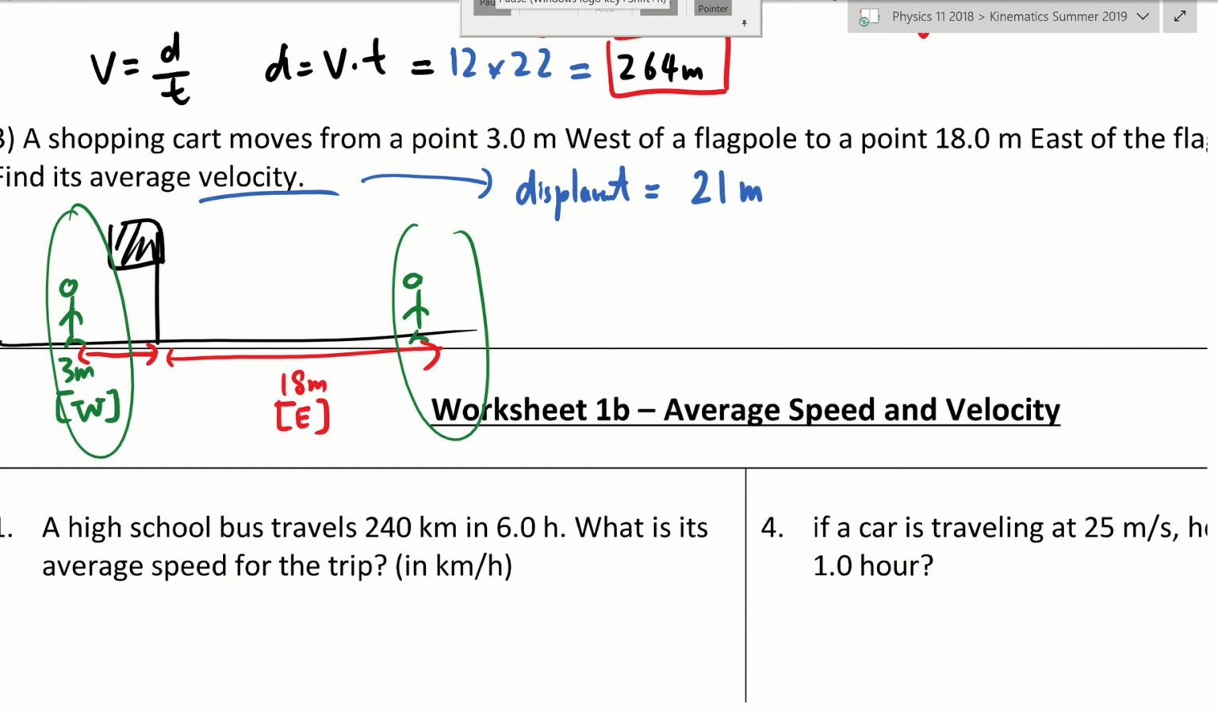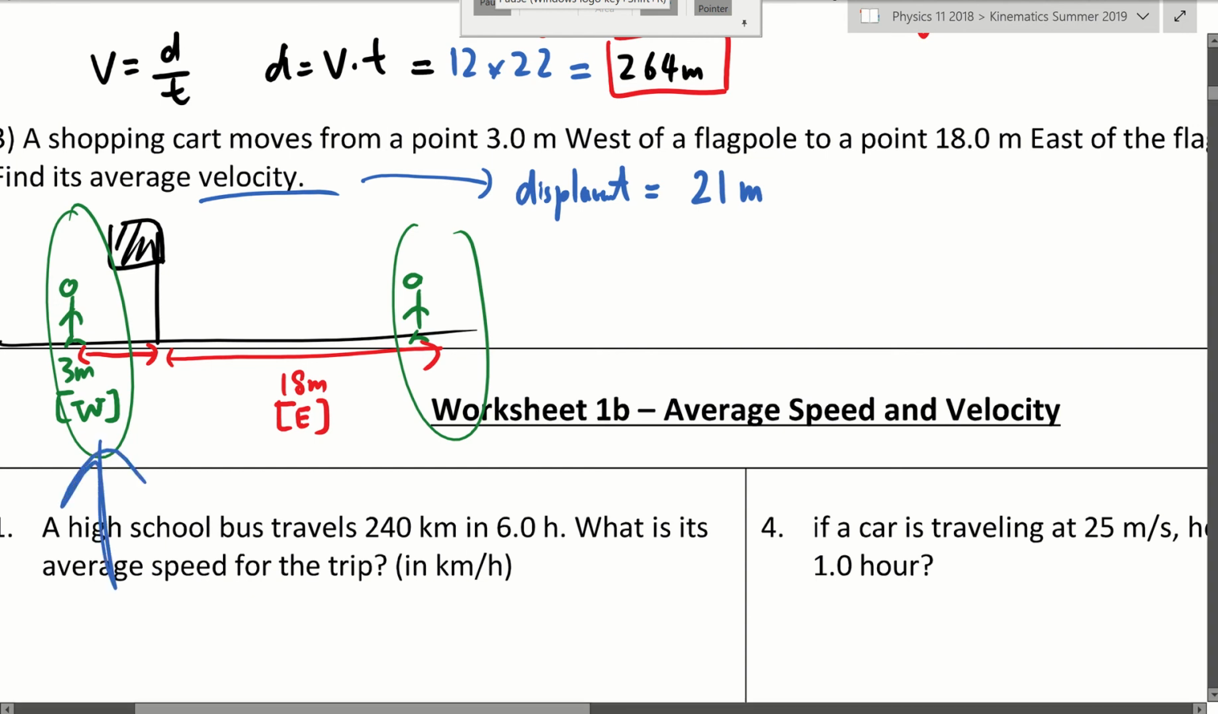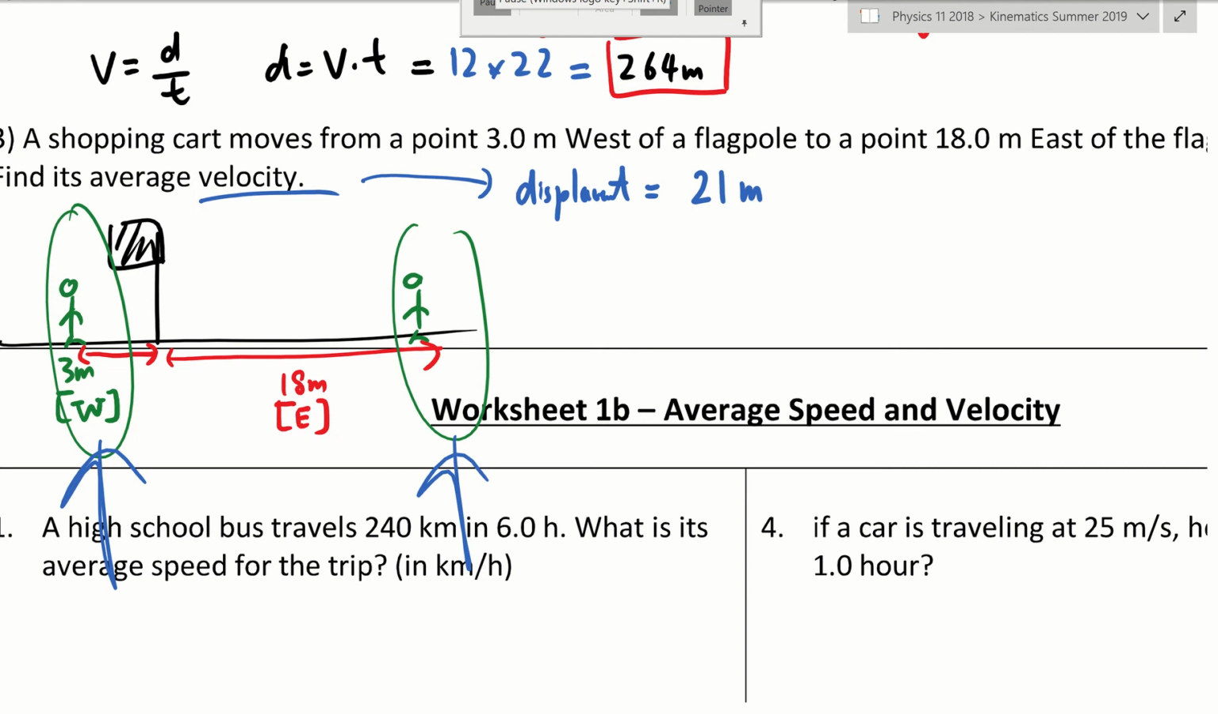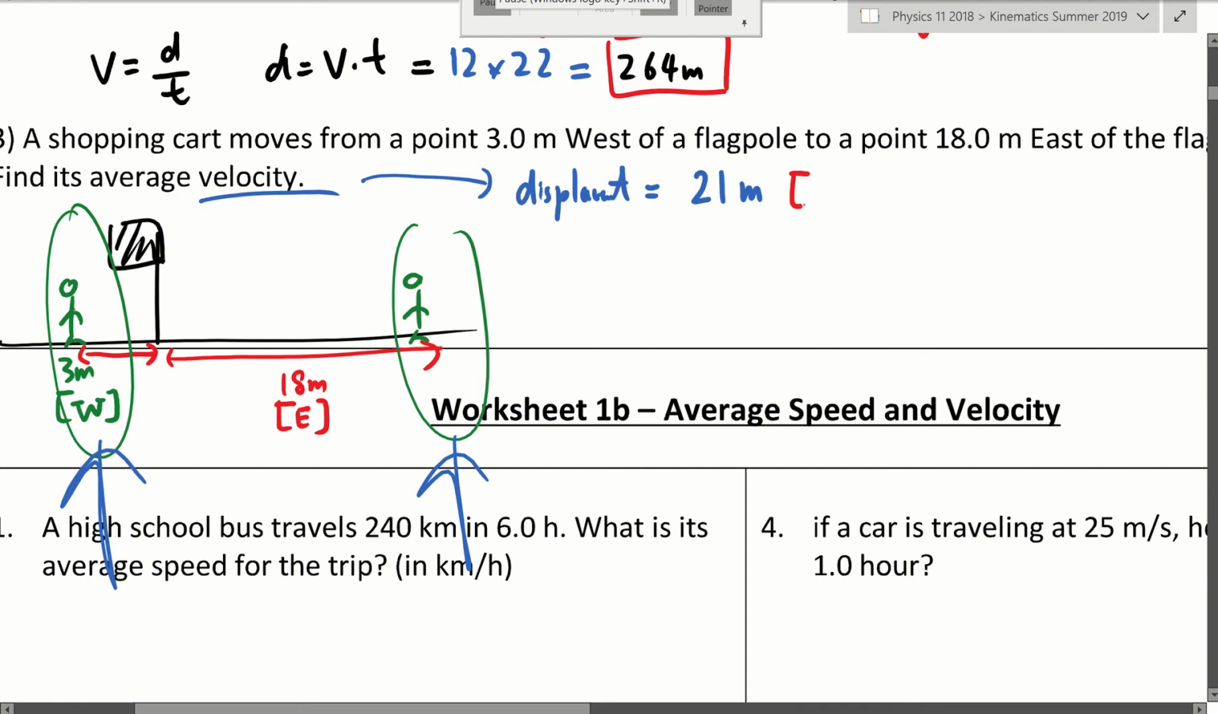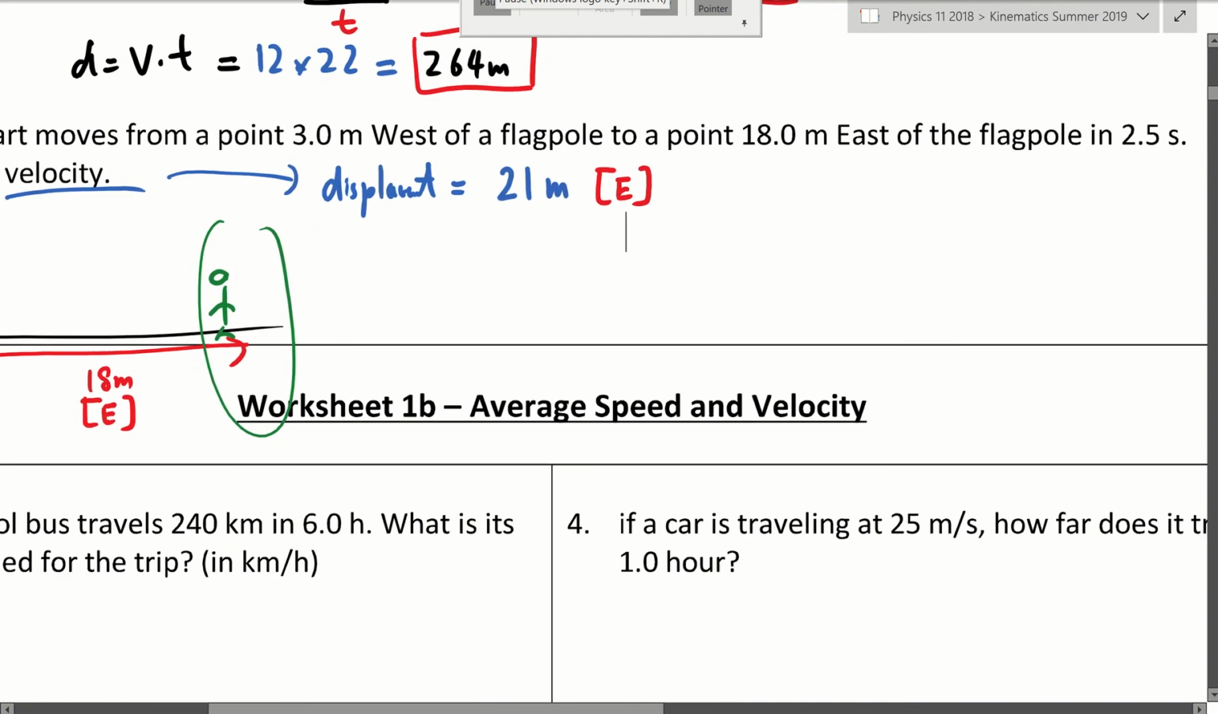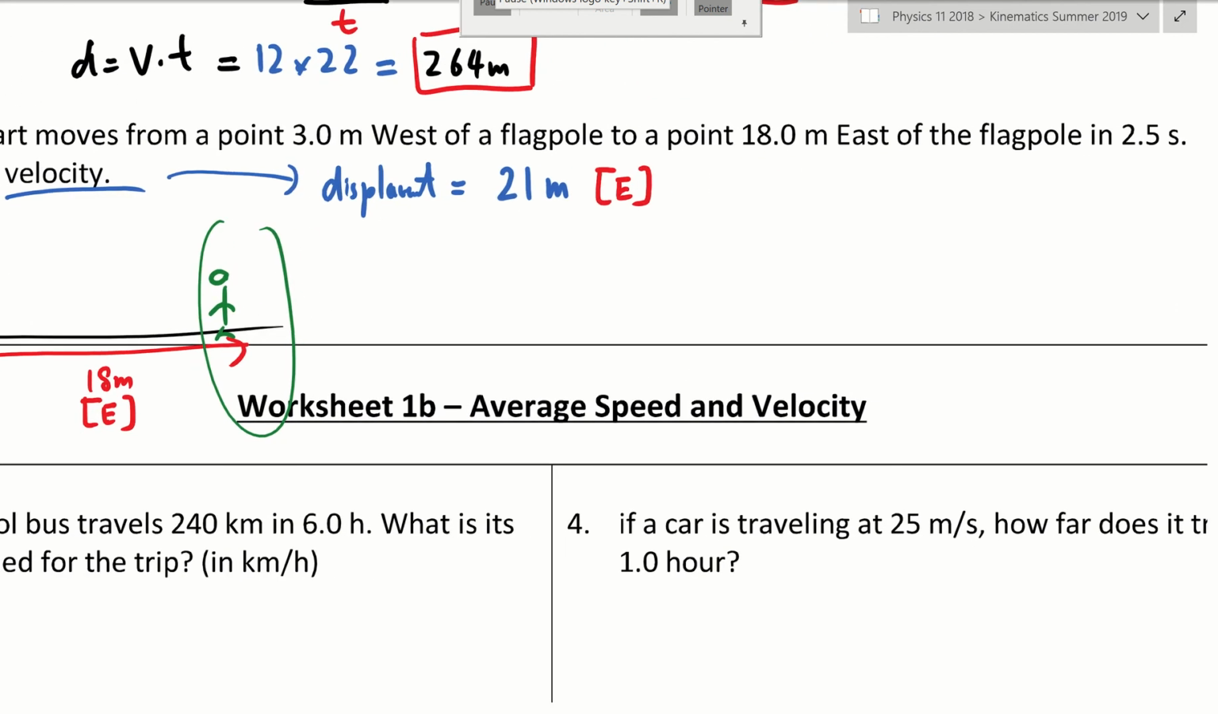So the first time I look at you, you were over here, and the second time I look at you, you are over here. So in my conclusion, you have moved 21 meters, but which way? Because you're on the west first and then you go to the east, you move 21 meters to the east. Okay? So that's my conclusion. This is your total displacement. You walk 21 meters to the east.